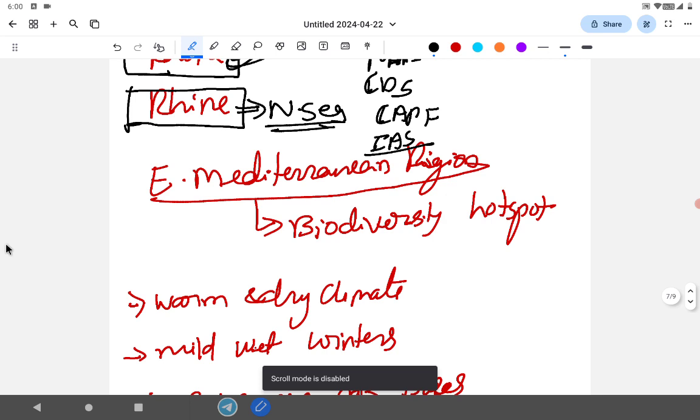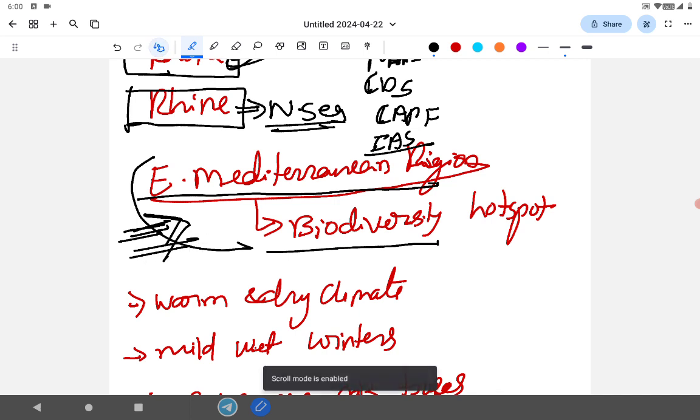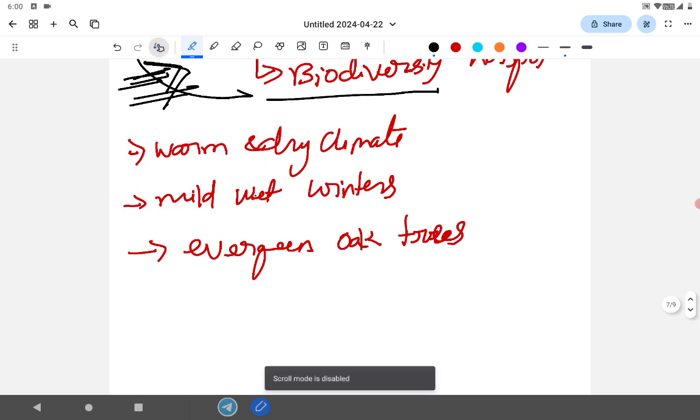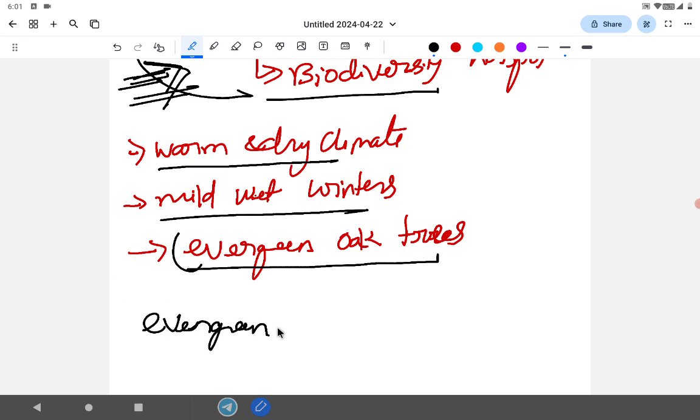Another important point regarding the Mediterranean is that the Eastern Mediterranean region is a biodiversity hotspot. The Eastern Mediterranean region, that is, to the side of Cyprus, bordering Turkey, etc., is a biodiversity hotspot. The unique feature we already discussed: warm and dry climate during the summers, mild wet winters, and that area has evergreen oak trees. Remember this, very important: evergreen oak trees.